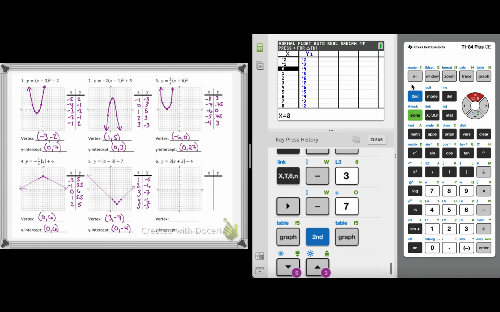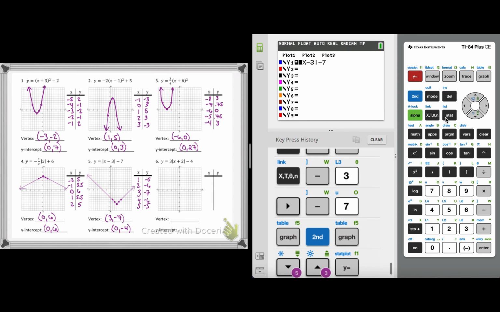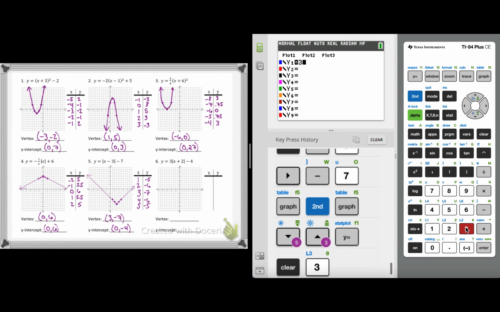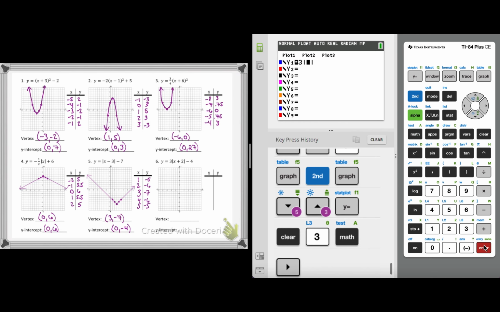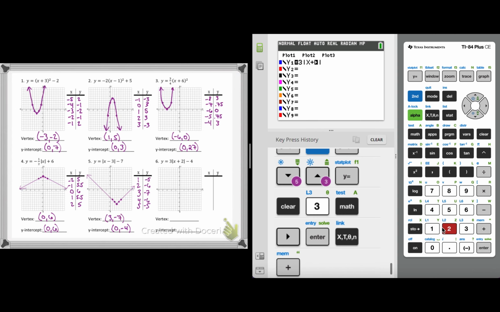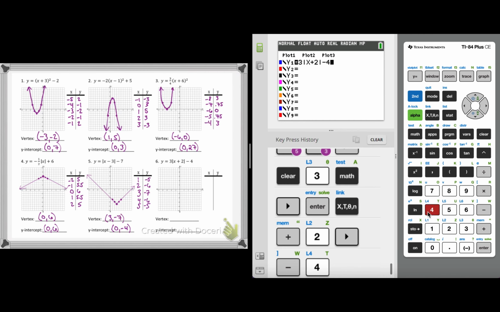And last but not least here, just so you can see it one more time, number 6. So we got 3 times the absolute value of x plus 2, minus 4. So again, we'll type in the 3 first, then we hit math, number, enter. So this will know to do 3 times that absolute value. You don't have to put in a times symbol. We'll put in x plus 2 in the bars here, minus 4. Here's our graph.